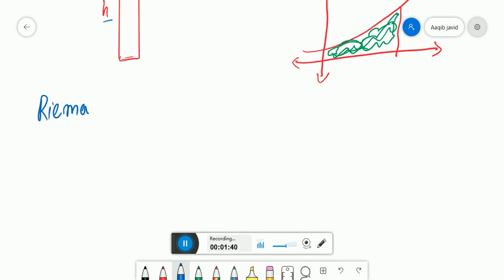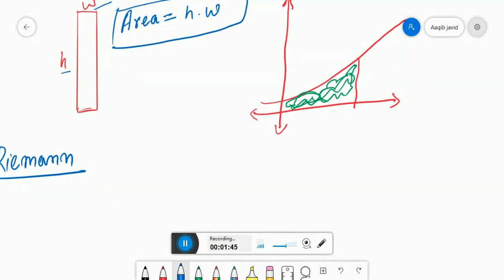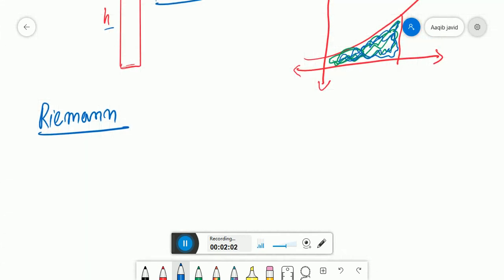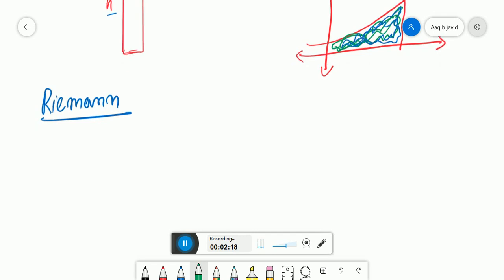Riemann came up with the idea of dividing this area into small rectangles. He said that if you need the area of this stuff, you need to divide it into small rectangles and then sum up the area of those rectangles. And the more you divide this into rectangles, the closer you get to the area, the closer you get to the exact answer. You can't get to the exact answer by this approach. You can only get approximately closer to it.